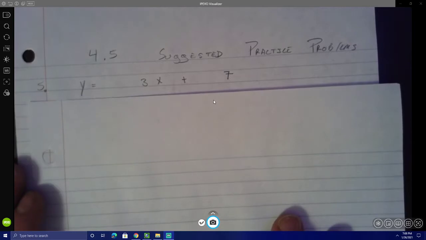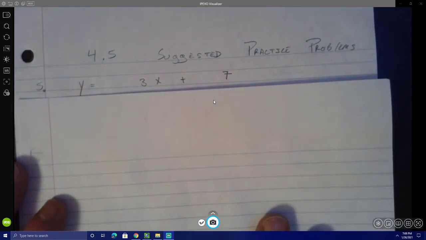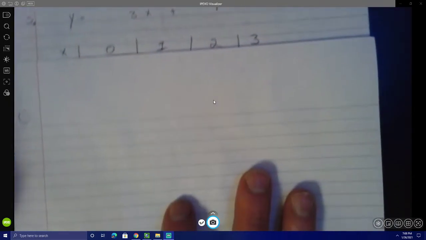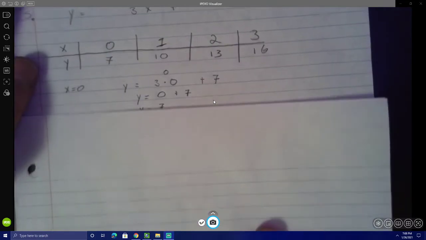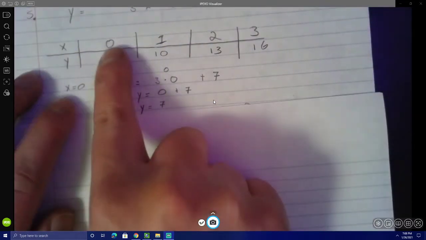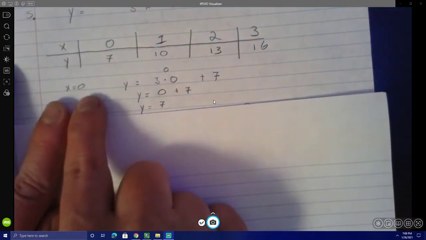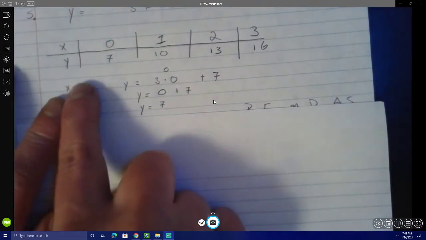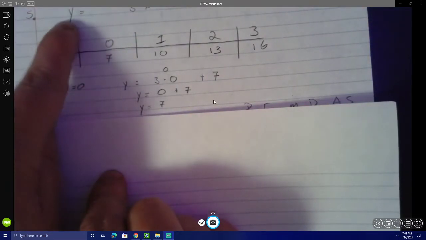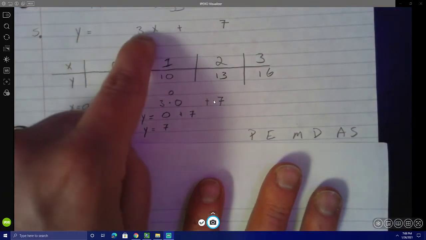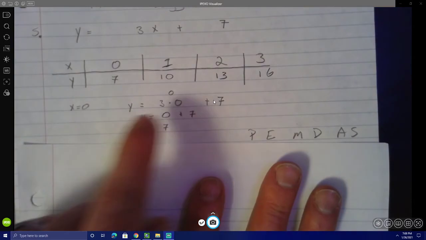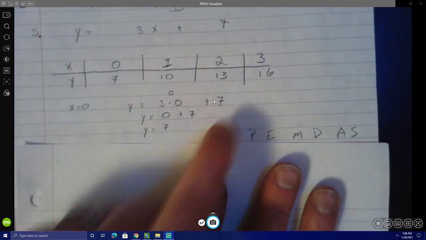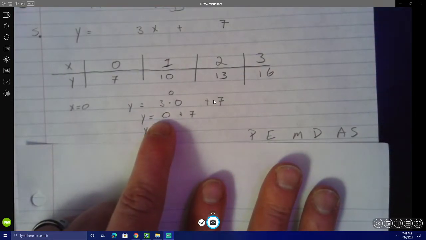For the next problem, this one was a bit different. We were given a table and values for x, and we had to find those values for y. So I will show you how I did that. So I knew that I was given these values for x, so I had to plug in that value of x into the equation and solve it for y. So for the value x equals 0, I plugged it into the equation y equals 3x plus 7. When I replace my x with 0, I'm left with y is equal to 3 times 0 plus 7. I do know that anything times 0 is 0.